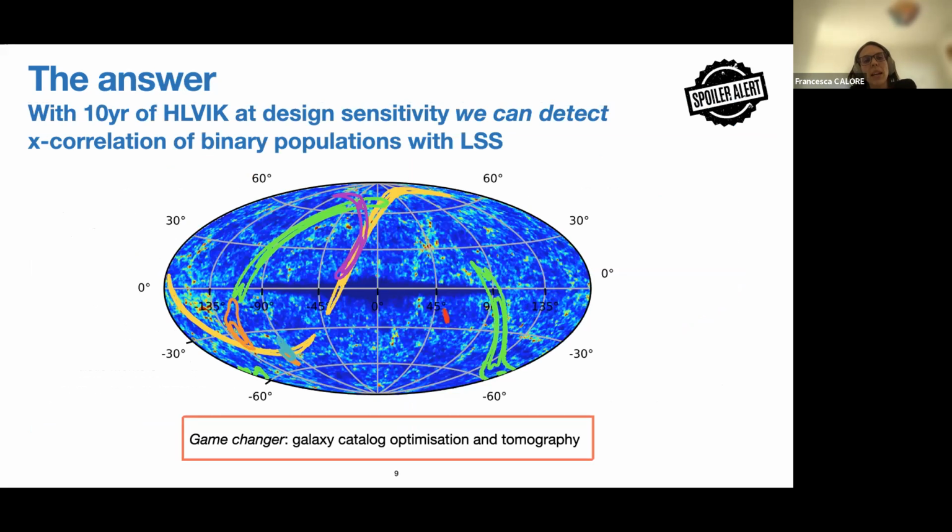So, and the answer is that you can measure the cross-correlation of different binary populations with large-scale structure with 10 years of data and design sensitivity already with 5 detectors of second generation. And the game changer here is really, on the one hand, the galaxy catalog optimization to the problem at hand, and on the other hand, a tomographic approach. And the rest of my talk is dedicated to explaining how we can really do that and what are the subtle details behind the analysis.